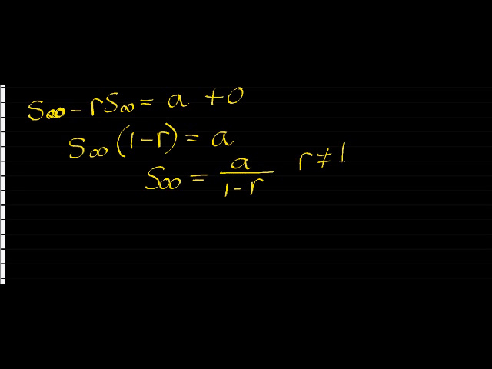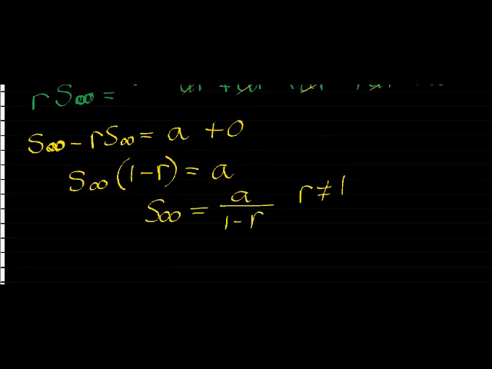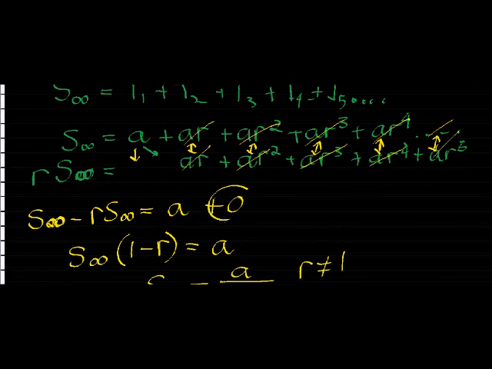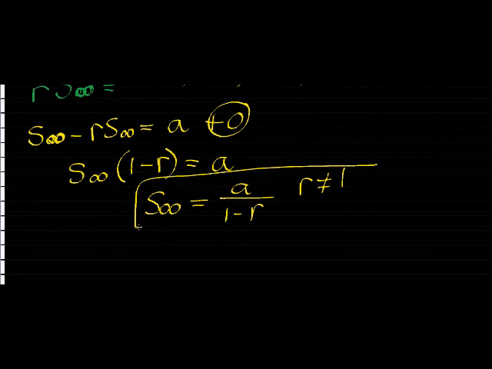Remember that, very important. And this can only be 0 if my r has an exponent that's so big that r to the power of that exponent is virtually 0. So the last term in the second equation really doesn't matter, but there is no last term anyways. Here we go, there we get our formula then for the sum to infinity.